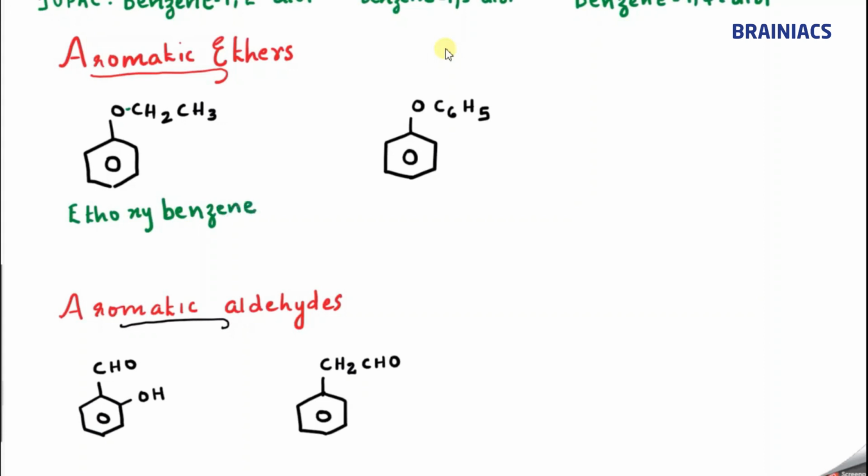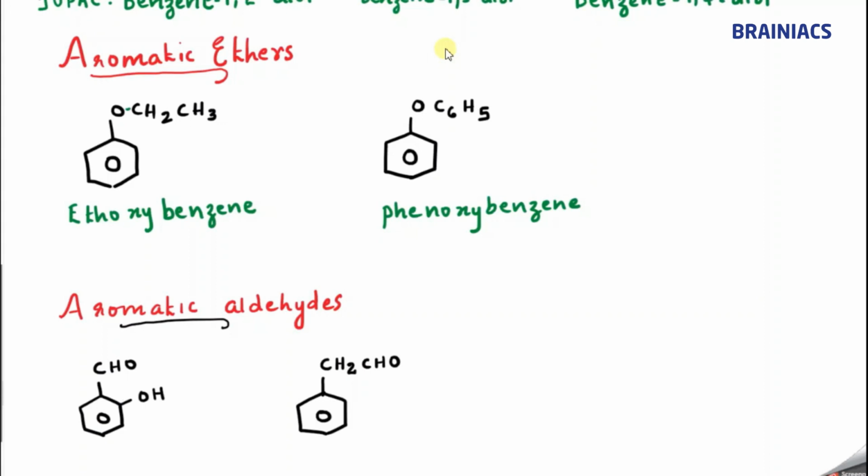Now, what is the name of this compound? Here both are phenyl, so we can say phenoxybenzene. Okay, phenoxybenzene. This can also be called diphenyl ether.